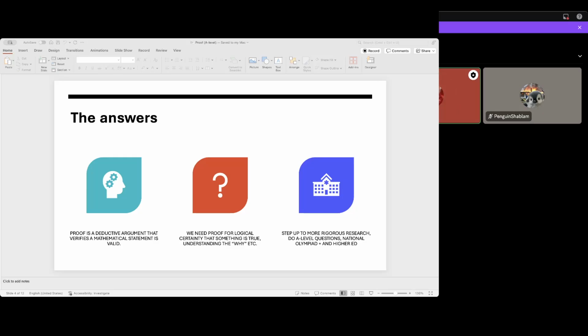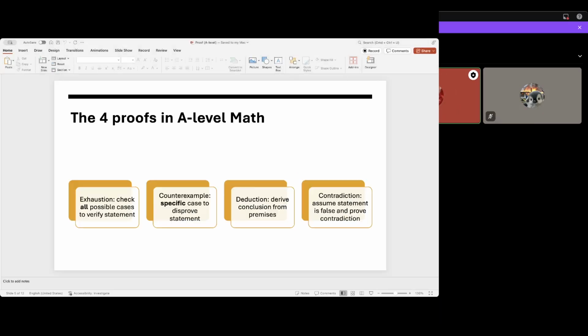Here are the 4 proofs. Do you not understand some of this?